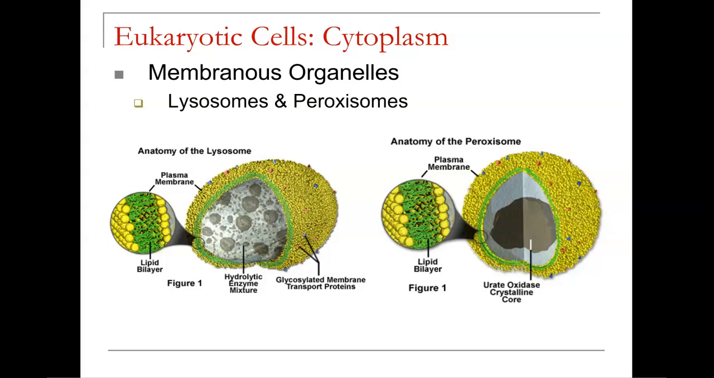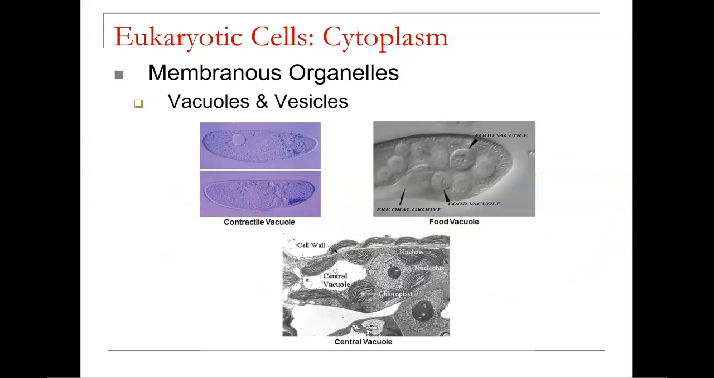The membrane vesicles that contain oxidase and catalase are going to be the peroxisomes. They're able to degrade poisonous metabolic waste such as free radicals and hydrogen peroxides.